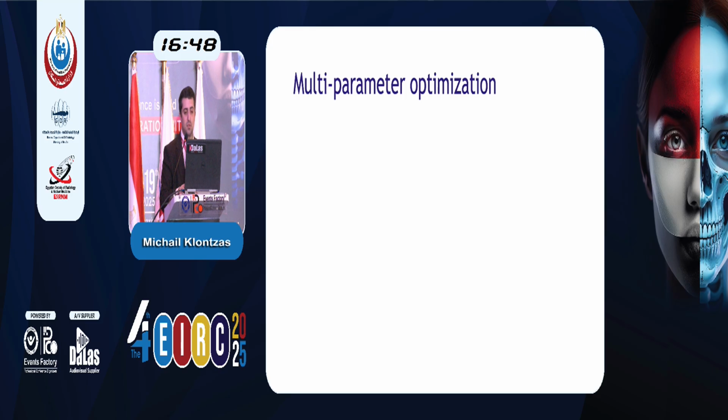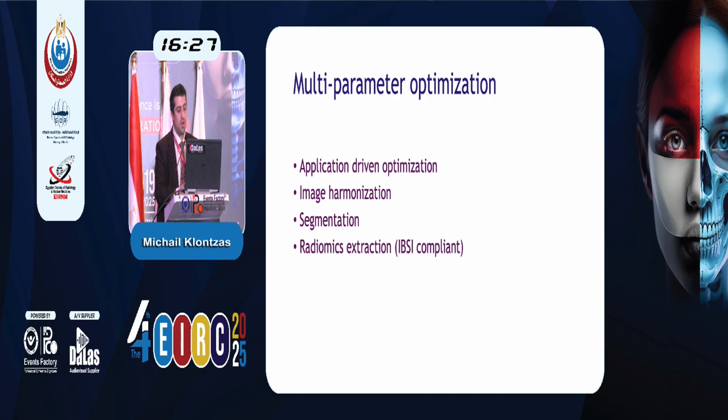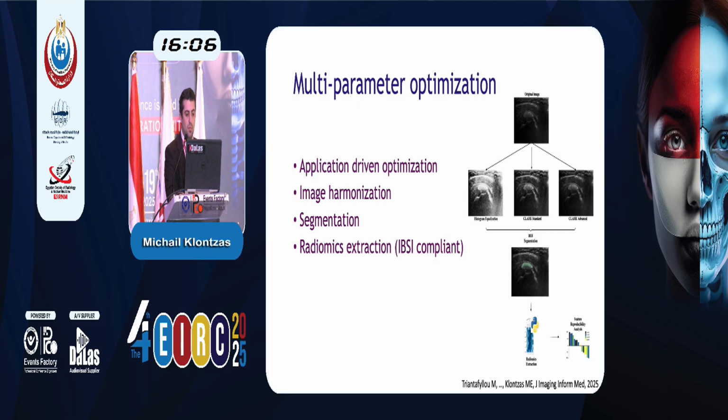So what we've tried to do in our lab is work on multi-parameter optimization that is application-driven. I mean that, based on the type of images, we've tried to do some types of harmonization of the data and also to standardize segmentation algorithms. And of course, we have used methods that are compliant with guidelines like the Imaging Biomarker Standardization Initiative, the IBSI. To give you some flavor of what we get with the analysis we do, I'll give you this example with shoulder ultrasound.